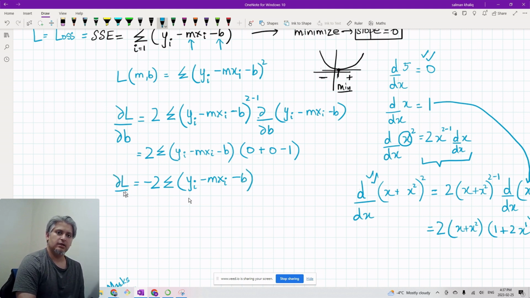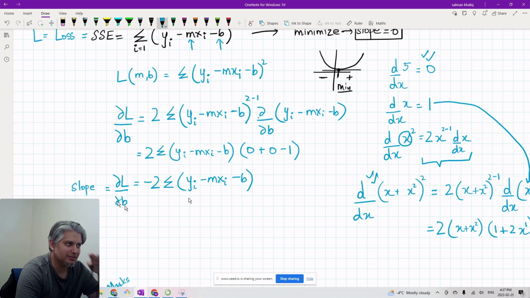Now remember, this is the slope, showing how the loss changes as compared to b. And remember, we need to figure out the minimum of it. How do we find the minimum? The minimum is when the slope is 0. So this is the equation of the slope with respect to b for this loss function. I need to put it equal to 0. If I put it equal to 0, now I can solve this equation.